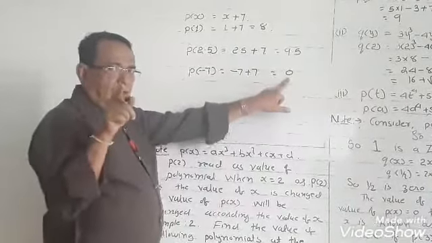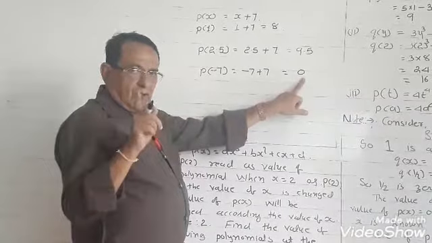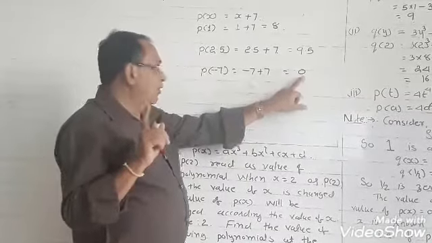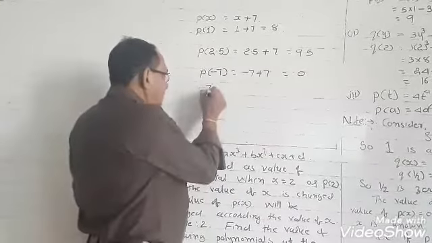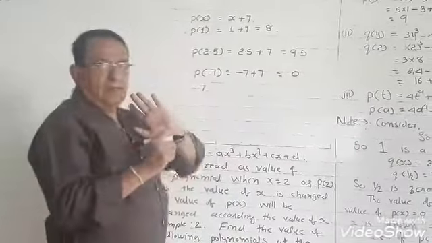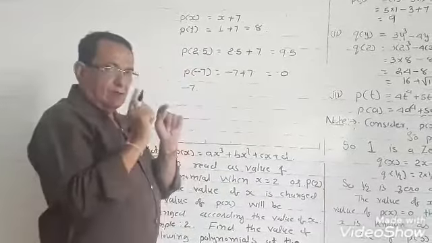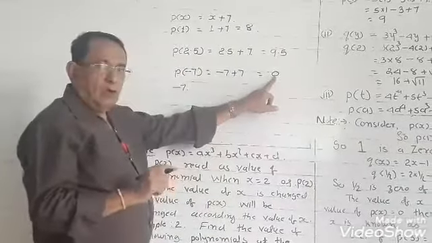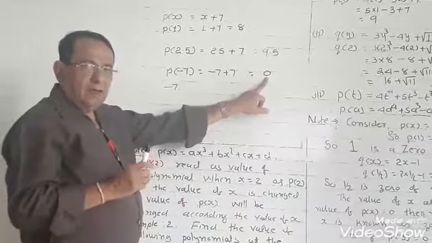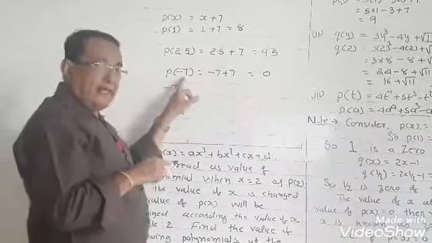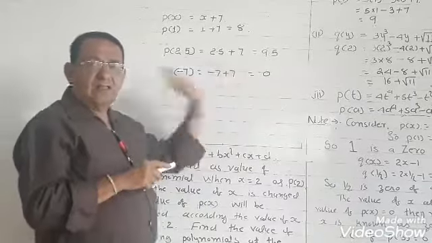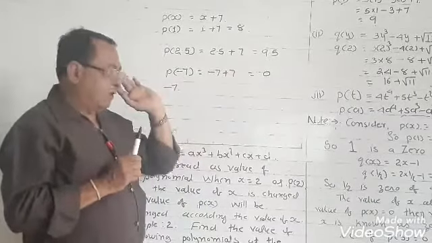What is the value of the polynomial? 0. When does it become 0? When x is equal to minus 7. So minus 7 is the zero of this polynomial. Get it? When the value of the polynomial P(x) becomes 0, at that time that value of x is known as the zero of the polynomial.